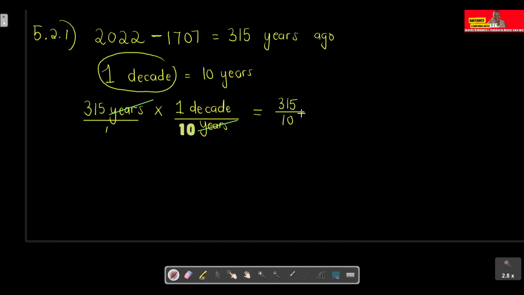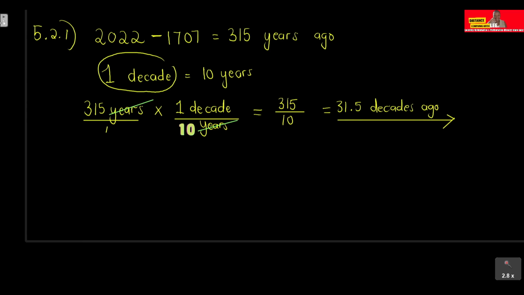Okay, if you punch that into your calculator, what do we see here? If you take 315 and you divide by 10, how many decades ago did this volcano erupt? You'll see that this volcano erupted 31.5 decades ago. All right. Okay, so that is how you need to basically approach this question, guys.